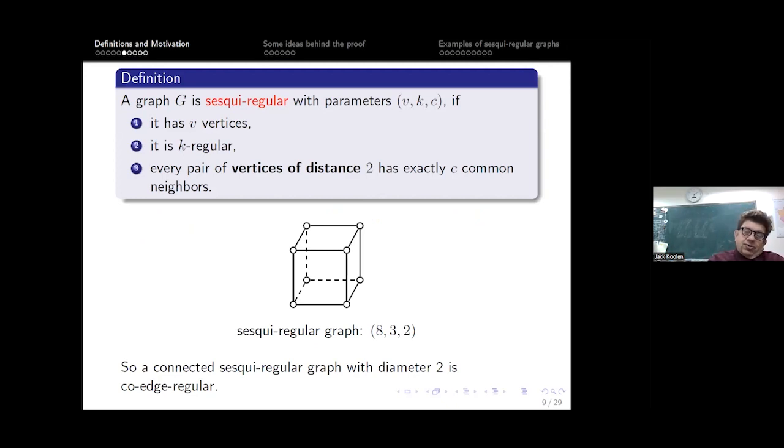So now we go a little bit further. We had co-edge regular. Now we go to sesqui regular. So now we define sesqui regular with parameters v, k, c. What is the difference between co-edge regular and sesqui regular? If you take any two distinct non-adjacent vertices, then either they have 0 common neighbors or they have c common neighbors. Those are the only two possibilities. So a connected sesqui regular graph with diameter 2 is the same as a co-edge regular graph, because then you don't have distance 3 in your graph.